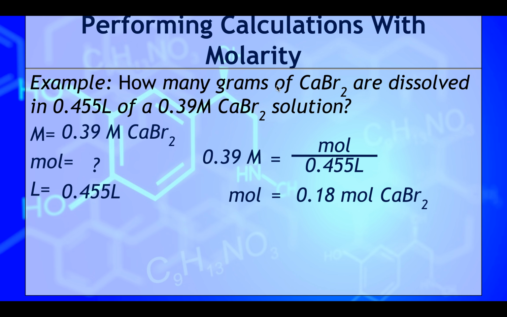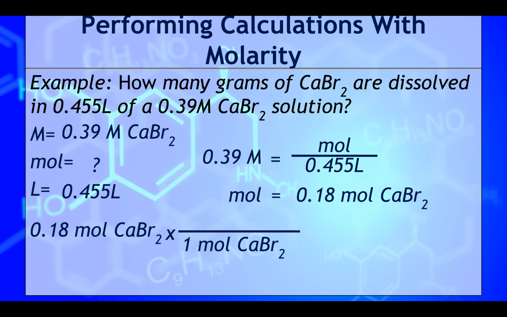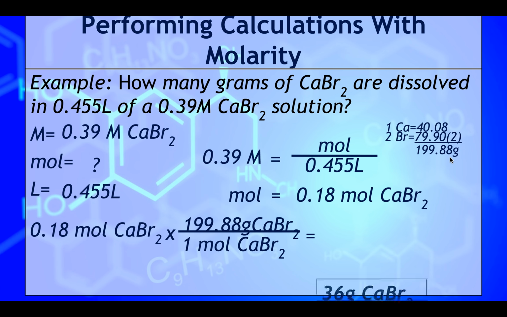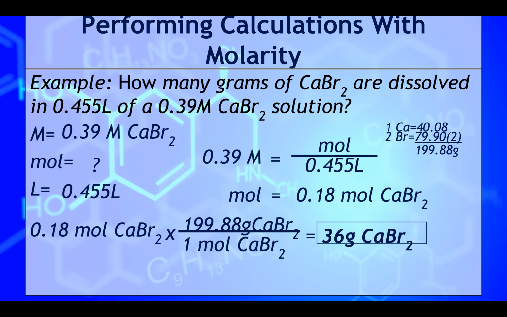Well, remember, our problem asks us for grams, so we're going to need to find out how many grams that weighs. This becomes just a very short dimensional analysis problem. We've got our moles of calcium bromide. We're going to need moles of calcium bromide on the bottom. And now we're going to need to calculate how much a mole of calcium bromide would weigh. When you look at your periodic table and add everything together, 1 mole of calcium bromide will weigh 199.88 grams. We put that in our dimensional analysis, and the final answer will be 36 grams of calcium bromide.